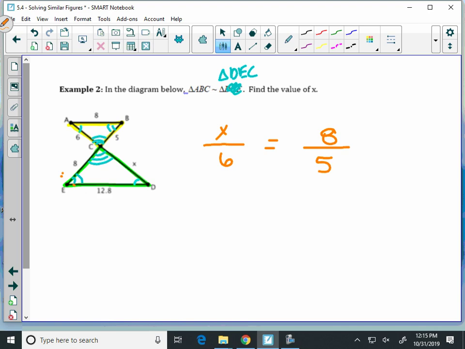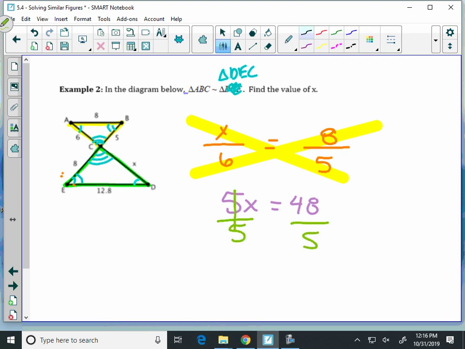How do we solve proportions? Multiply. X times 5 is just 5x. 6 times 8 is what? Divide by 5. 8 divided by 5? Totally fine to get a decimal. That's going to happen a lot. You get decimals. Makes me feel like I'm wrong. Nope, you're not. You'll get a decimal.